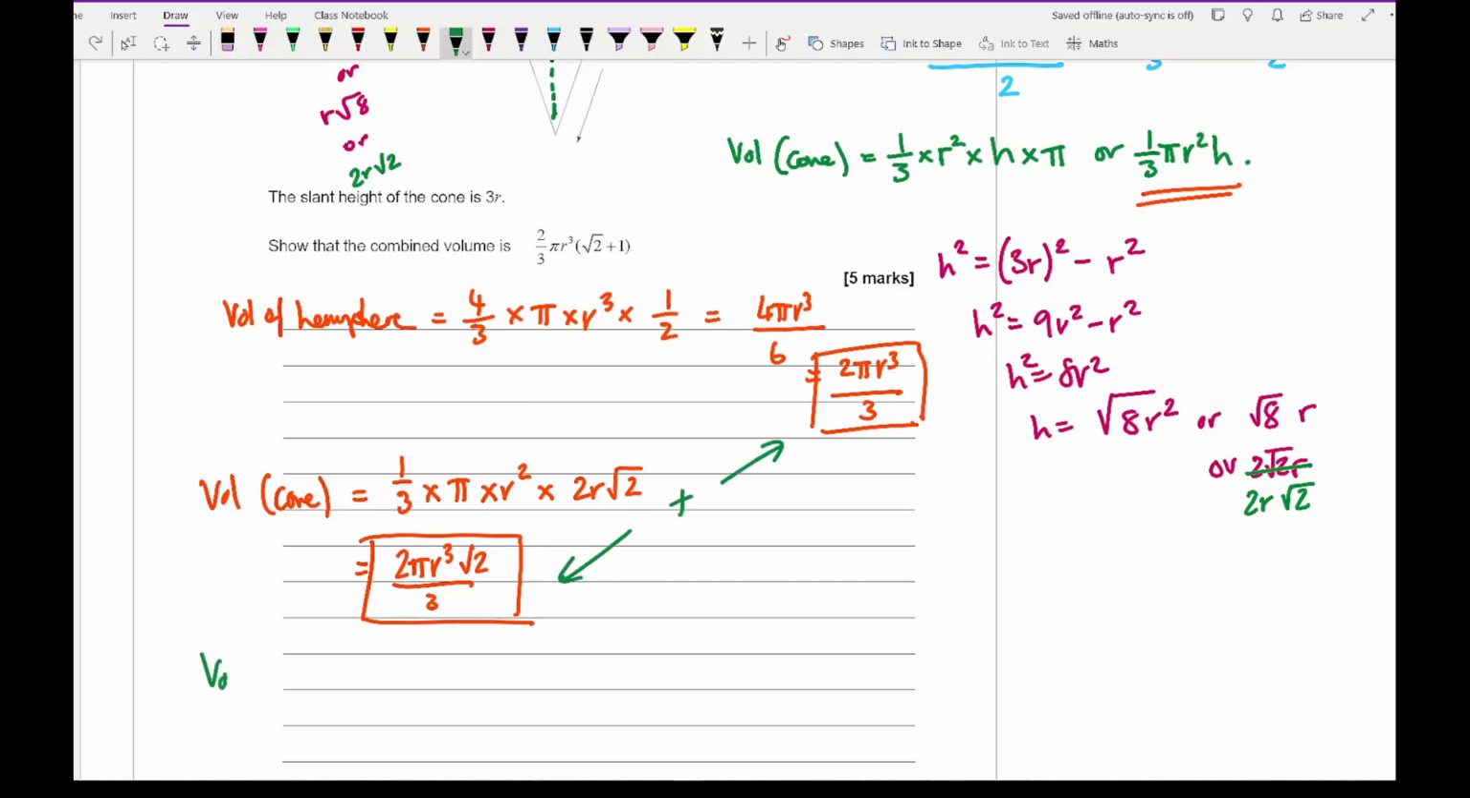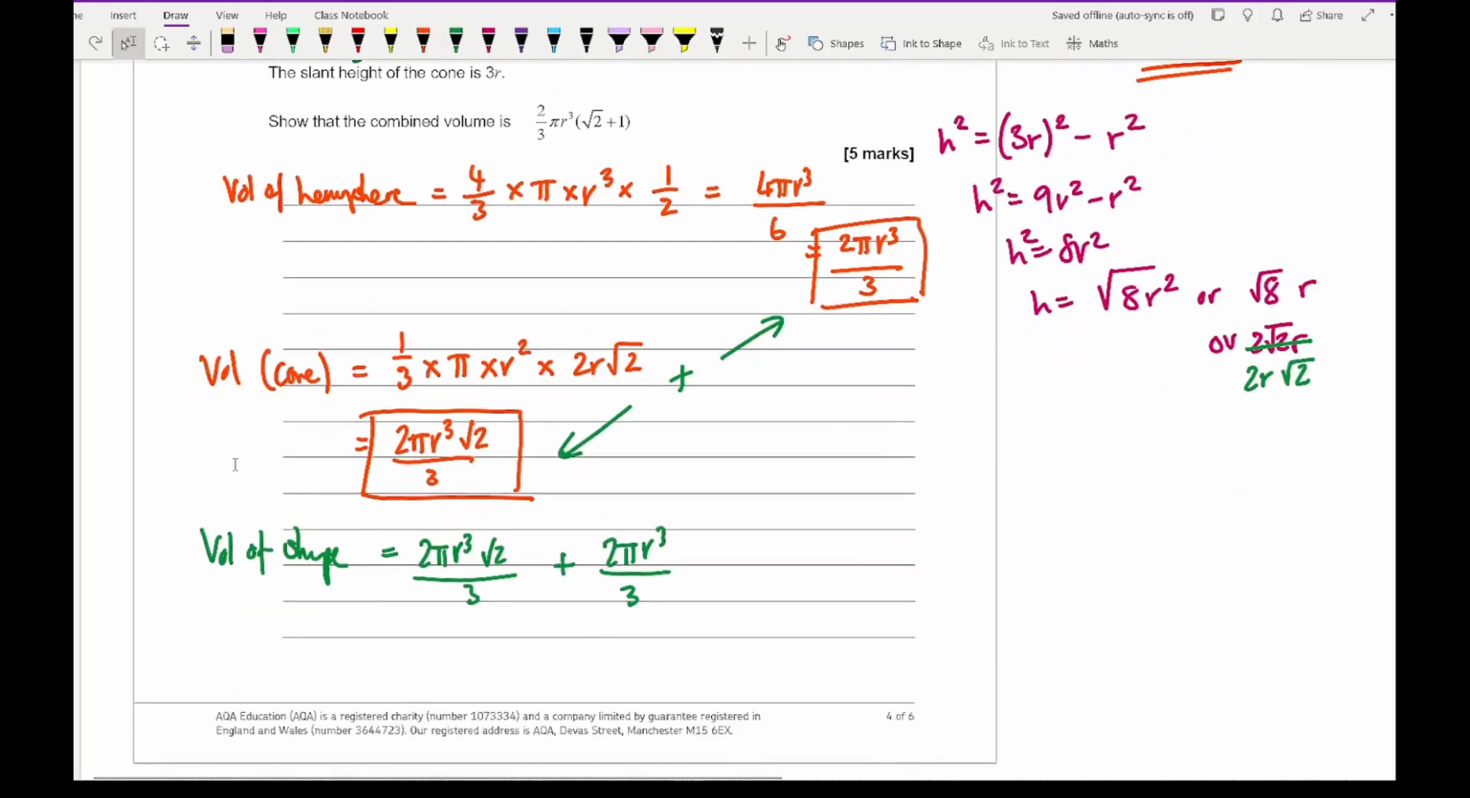So what I've got is the volume of the shape equals, and it doesn't really matter which one we go for, let's go for the volume of the cone first. So I've got 2 pi r cubed root 2 over 3 plus 2 pi r cubed over 3. Now from this, it's slowly looking like what they want me to show. I've got two options. Either I can factorize this or expand the brackets, and it's entirely up to you which one you prefer to do.